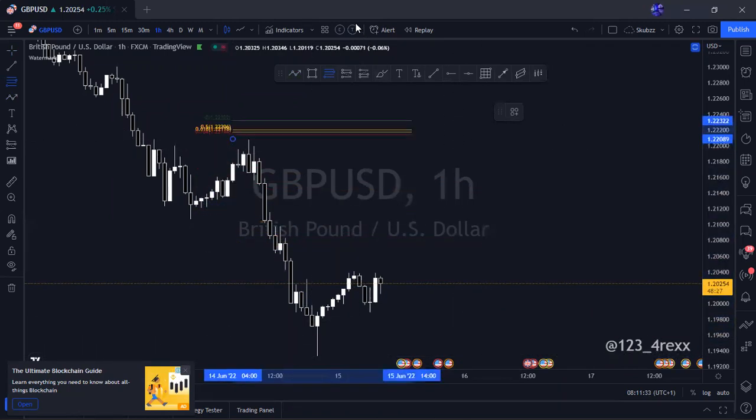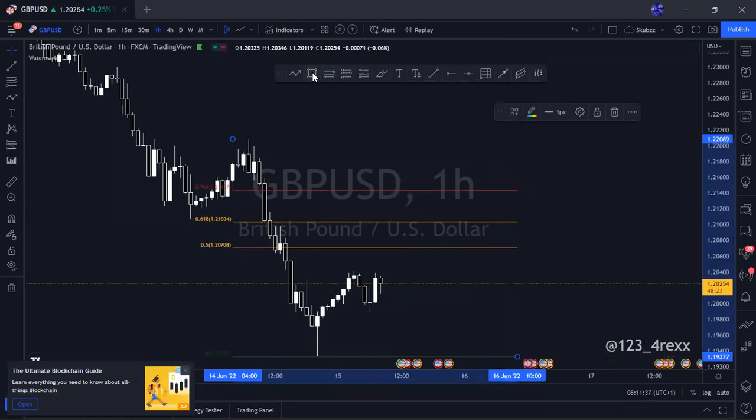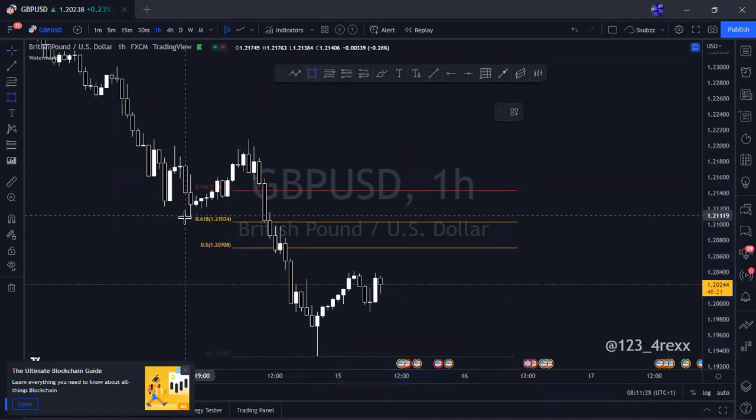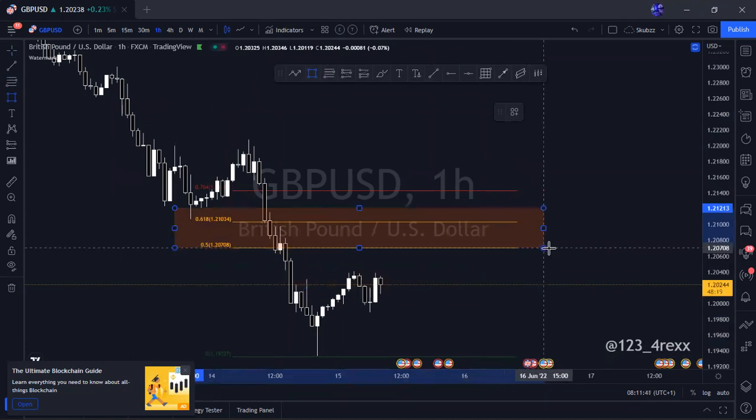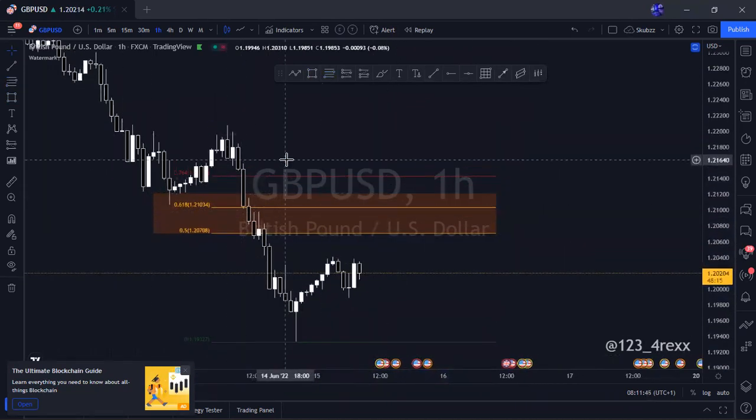Yes, my golden ratio is basically not far from the structure that was broken. So I'm going to pack this whole area like this. That's my point of interest.